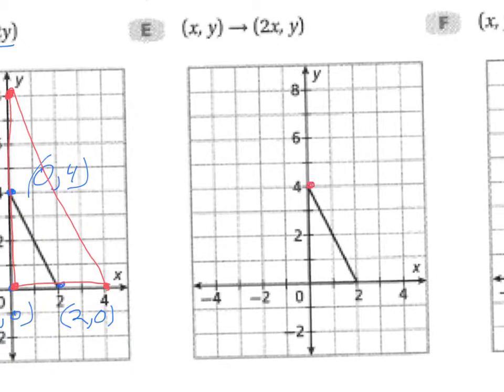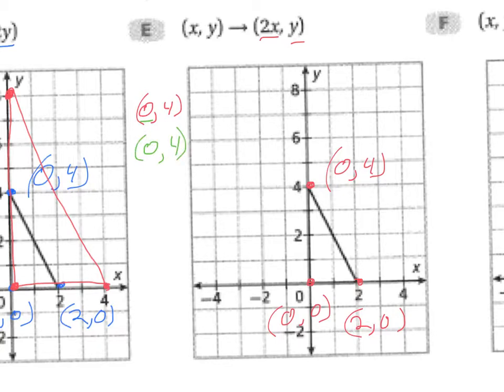We'll go ahead and put this down again. So we've got 0, 4, 2, 0, and 0, 0. Now in this transformation, I'm multiplying the x times 2 but leaving the y the same. So 0, 4. I multiply the 0 times 2, which is still 0, and the 4, the y, stays the same. So that is going to be 0, 4. Doesn't change anything there for that point. Let's go 0, 0. Well, I multiply the x times 2, which is 0, and the y stays the same. So that point doesn't change at all.